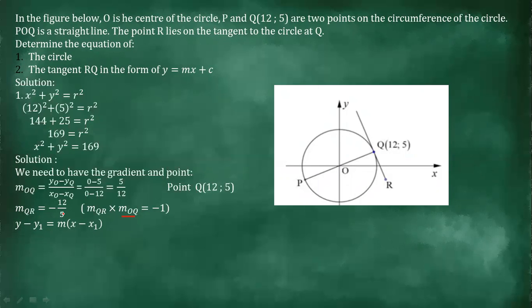We have the point, and we have a gradient. We can now write the standard equation. You then substitute the values, open the bracket and then add the like terms. Then it's going to give us y = -12/5 x + 169/5. All right, that is the equation.